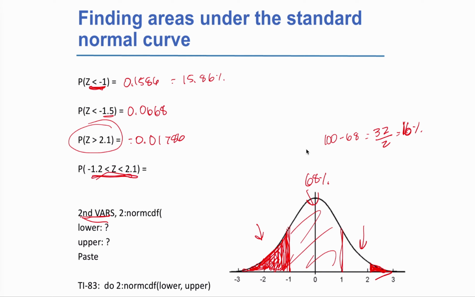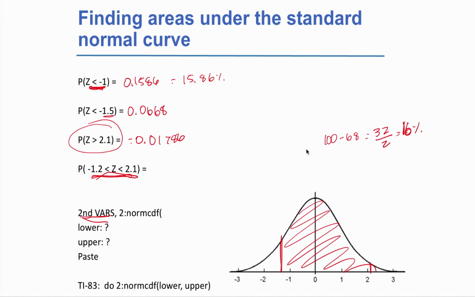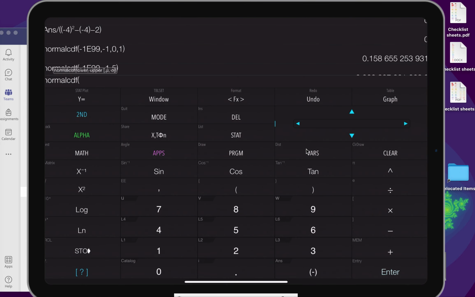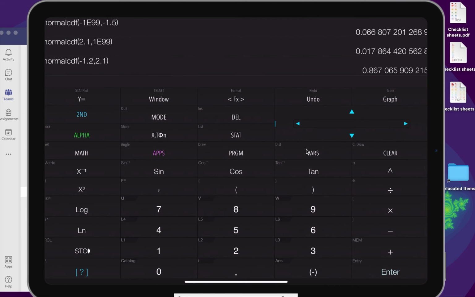And then I can also do it to find between two numbers if I want some middle amount. Right, so between -1.2 and +2.1, I want to find this amount. I just use those as my lower and upper bounds. Right, so -1.2, +2.1, and its standard deviation is 0 and 1, 86.7%.